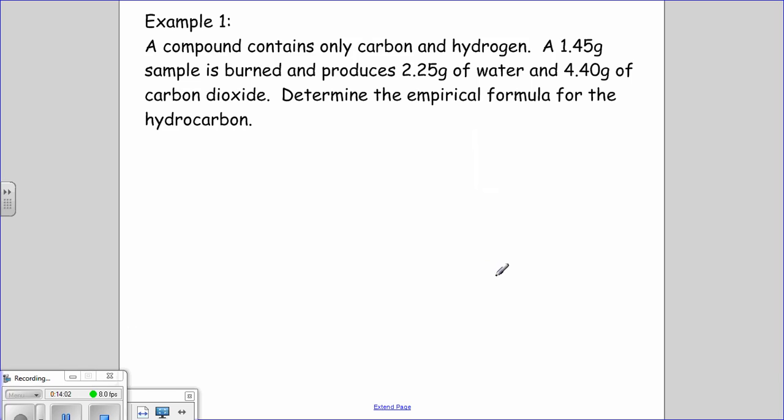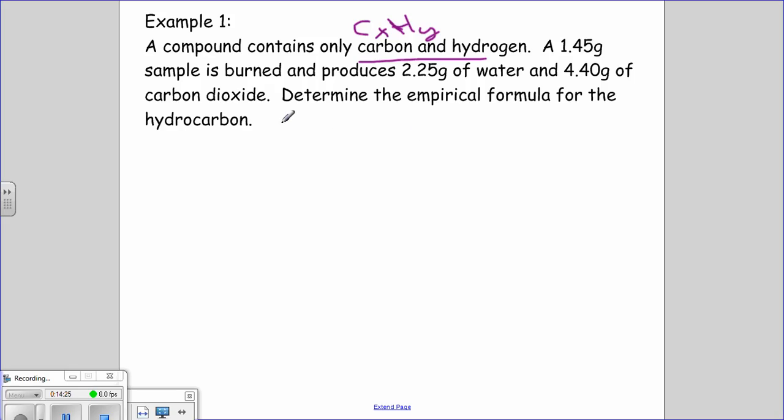Alright, so example 1, a compound contains only carbon and hydrogen. That's easy, so we know we have CxHy, so that's going to be our kind of formula. A 1.45 gram sample is burned and produces 2.25 grams of water, 4.4 grams of carbon dioxide. Determine the empirical formula. Okay, so we need to kind of set up our reaction here.